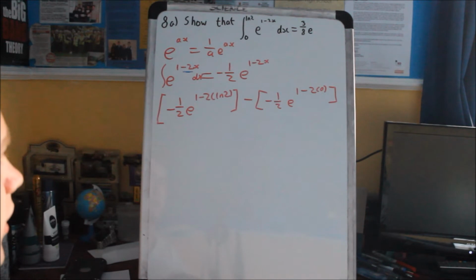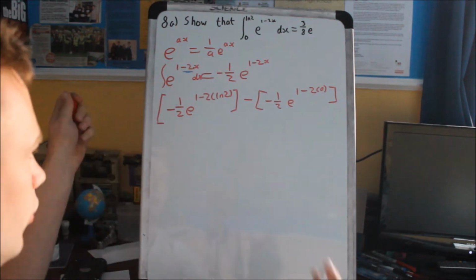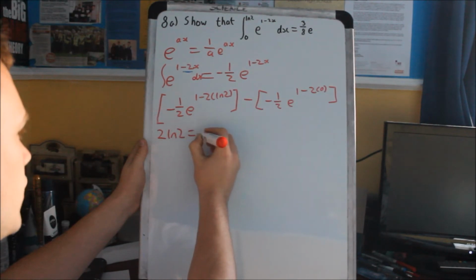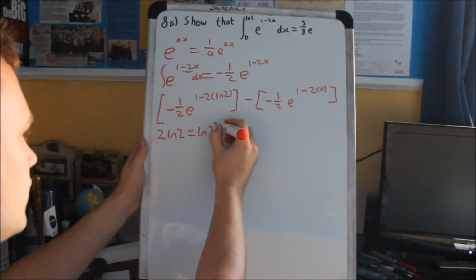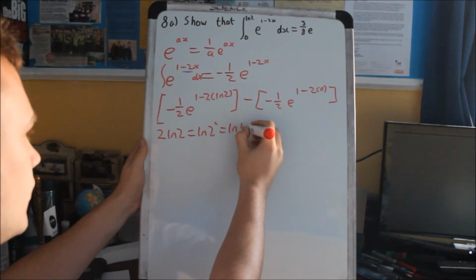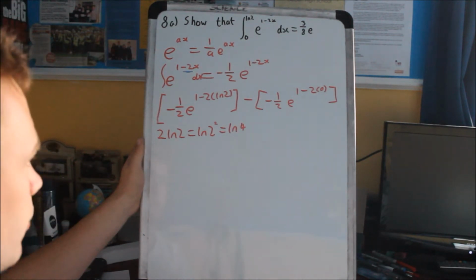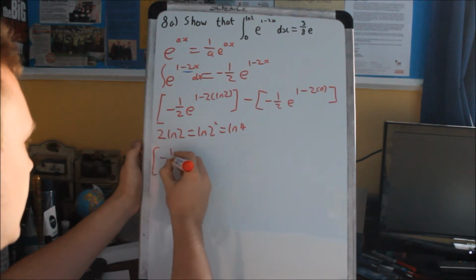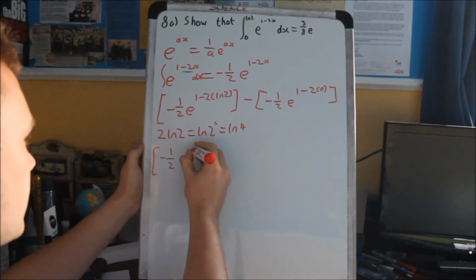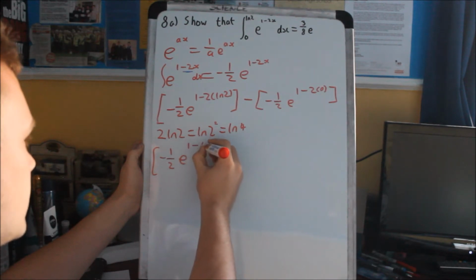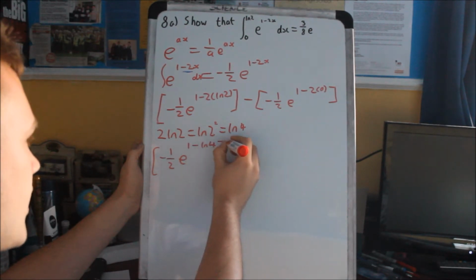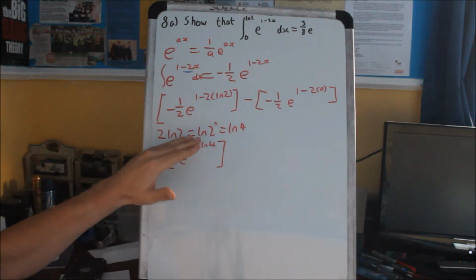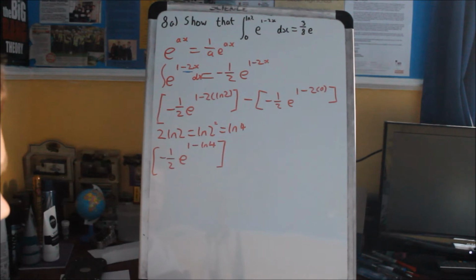So firstly, we're using a natural log rule. We have this 2 natural log 2, which we can write as natural log 2 to the power of 2, which is natural log 4. So that's the first rule we need to bring in. So that makes this bracket minus a half e to the 1 minus natural log 4. That tidies it up just that little bit more. It makes it easy to deal with. But that requires you to know your natural log rules.